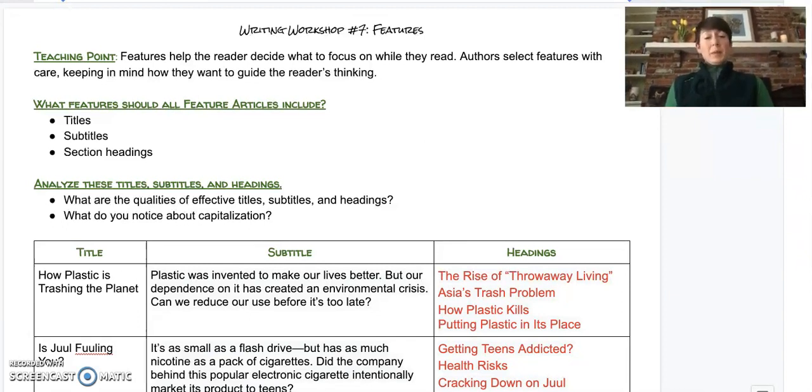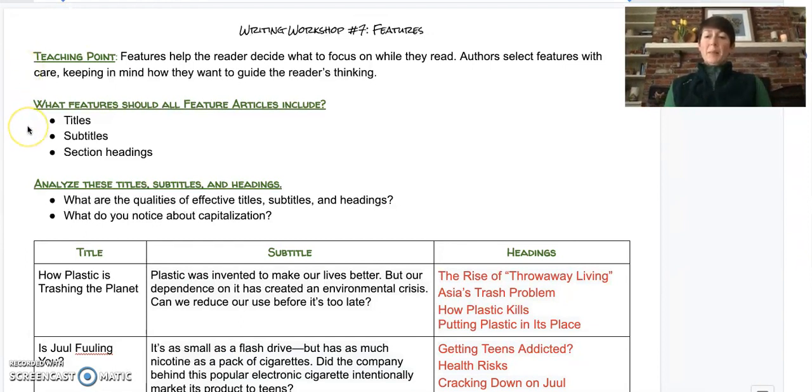So this mini lesson is going to help us make sure we're choosing just the right features so we're staying true to our core message, not just picking pretty pictures that we find on the internet. So the teaching point that I want to focus on with you today is that we know the features help the reader decide what to focus on as they read, but we also need to now be thinking as writers, and that authors are going to select features with care, keeping in mind how they want to guide their readers' thinking.